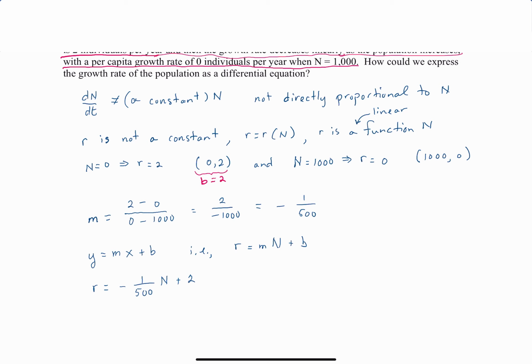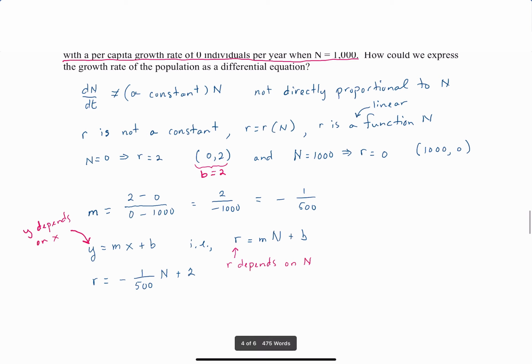By the way, in case you get mixed up about which letter is playing the role of x and which letter is playing the role of y in our familiar y equals mx plus b, just remember that r depends on N, just like in our old familiar y equals mx plus b, y depends on x. So we have the dependent variable by itself on the left side of the equal sign, and the independent variable is over in the formula.